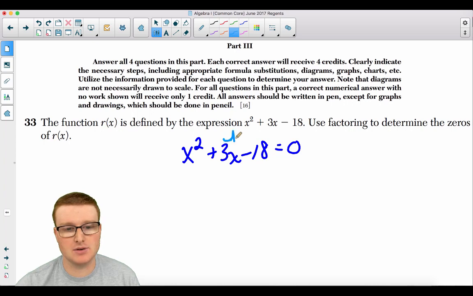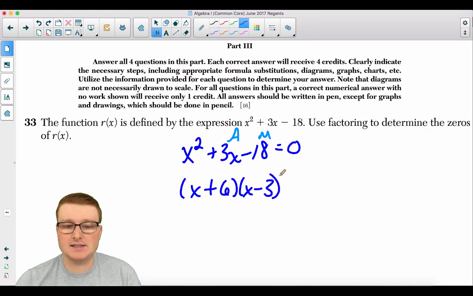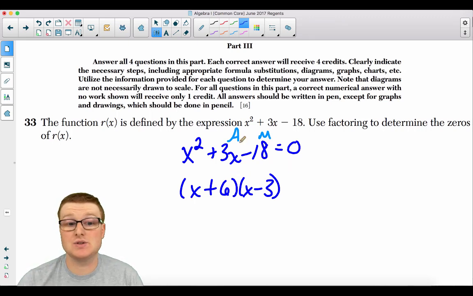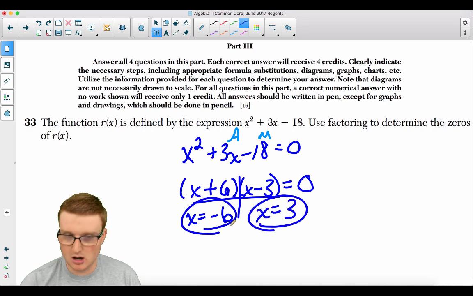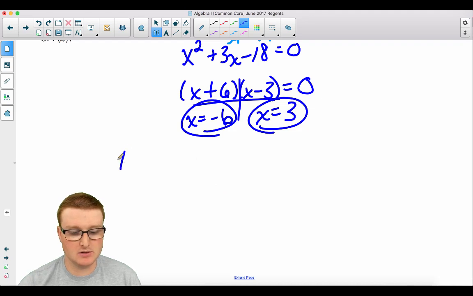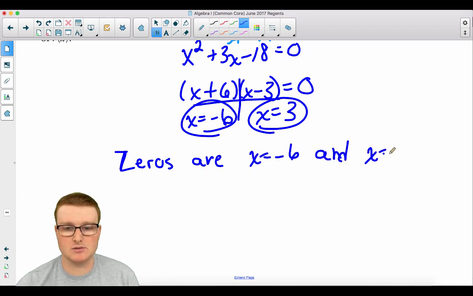What adds to give you positive 3 and multiplies to give you negative 18? Those numbers are positive 6 and negative 3. x plus 6, x minus 3. Just to make sure, positive 6 times a negative 3 gives you a negative 18, and positive 6 minus 3 gives you a positive 3. Good. Equals 0. T-bar it. x equals negative 6, and x is equal to 3. You just take its opposite. So, use factoring to determine the zeros. The zeros are x equals negative 6, and x is equal to 3.